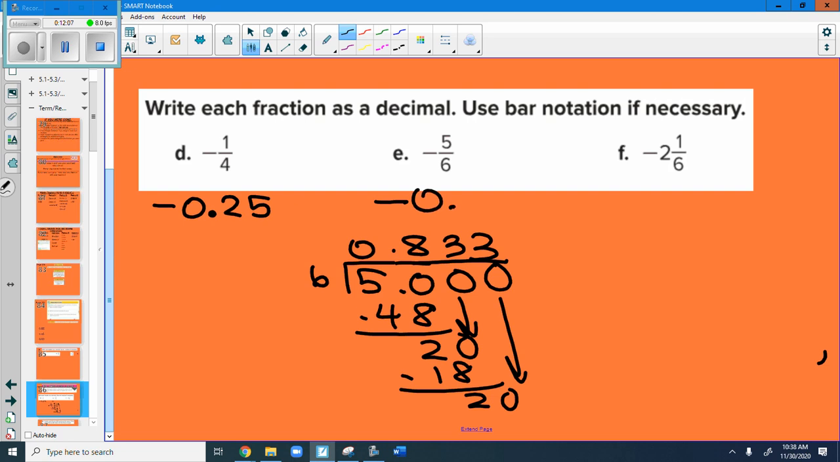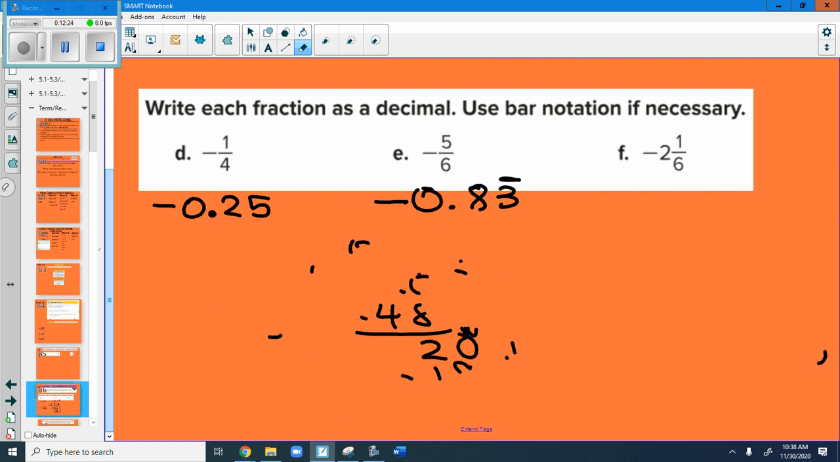So what is repeating? Good. So 8, 3 in that bar notation must only be over the 3. If you accidentally write it over the 8 and the 3, are you correct? No.